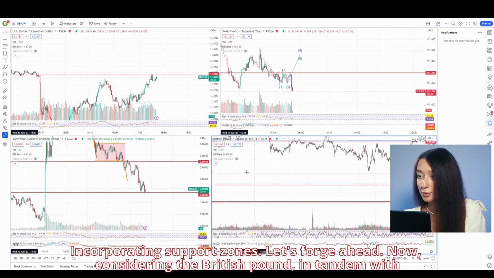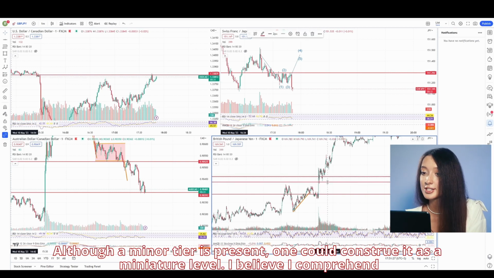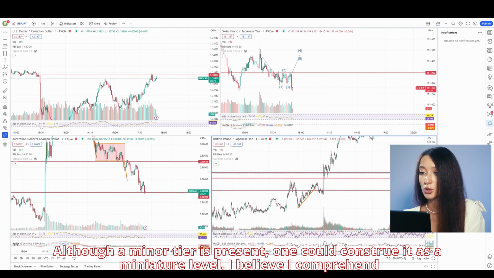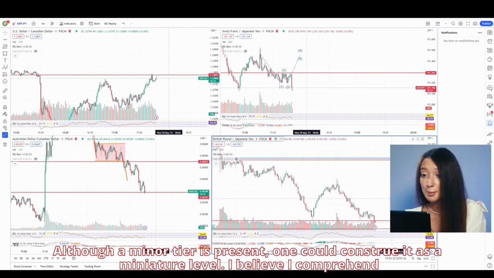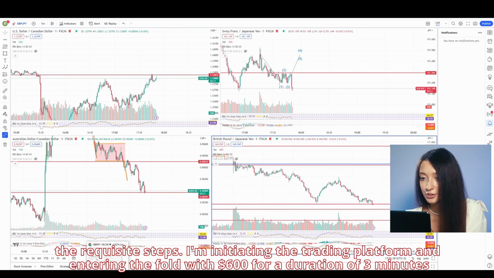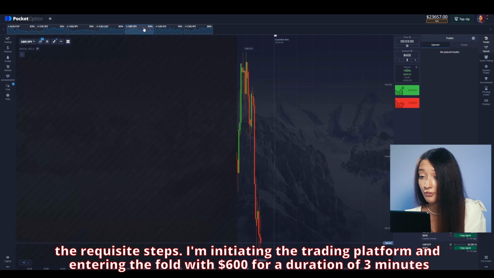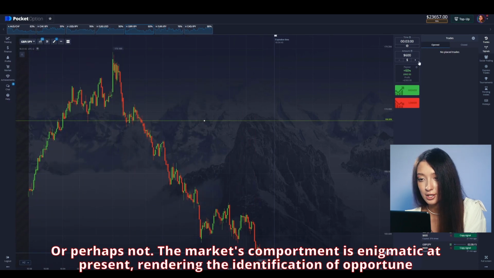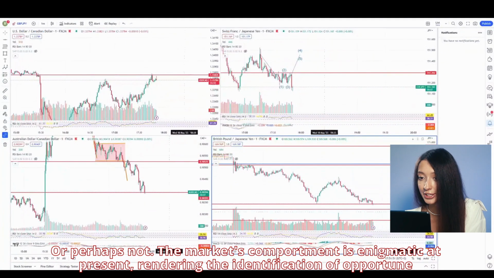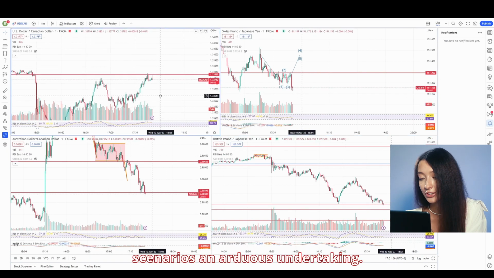So now, considering the British pound in tandem with the Japanese yen, here lies an opportunity for a downtrend trade. Although a minor level is present, one could construe it as a military level. I believe I comprehend the requisite steps. I'm initiating the trading platform and entering with $600 for a duration of 3 minutes. Or perhaps not. The markets are enigmatic at present.